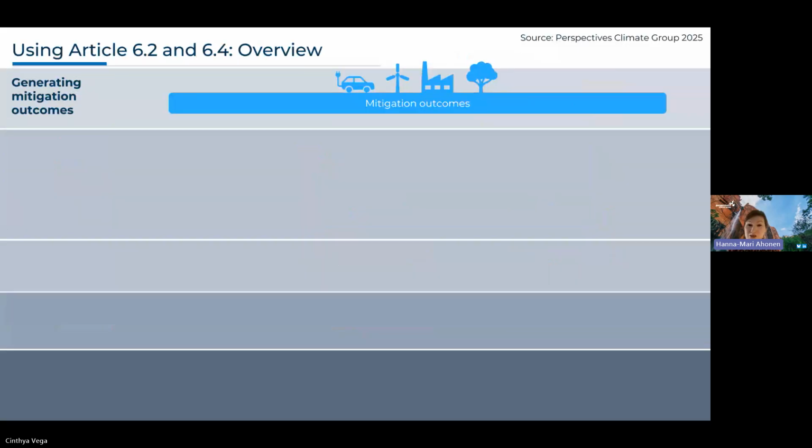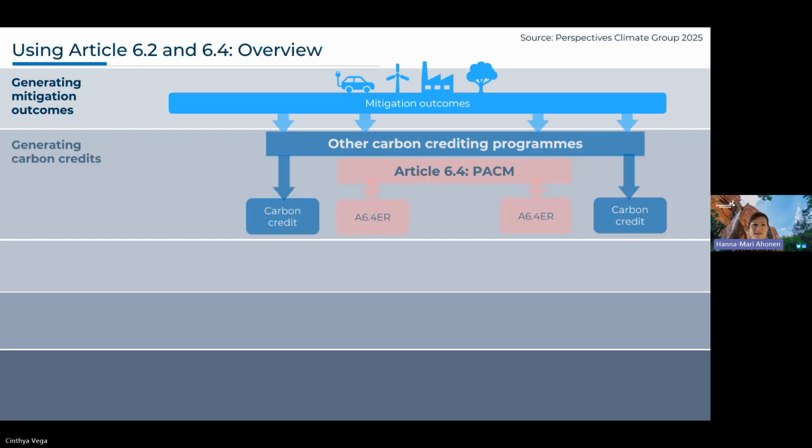Now we'll get into the same picture, but with a little bit more layers. So we still have the projects and programs and mitigation outcomes. So we reduce emissions, remove carbon from the atmosphere. Then we'll go to a carbon crediting program. If you click once, I think it will show up. And one of those carbon crediting programs is PACM. You can use that, or you can use something else. And if you issue a carbon credit under PACM, it's called an A6.4 ER. Let's call everything else just carbon credits. They also have different names. So it could be another carbon crediting program, or you can use the PACM.